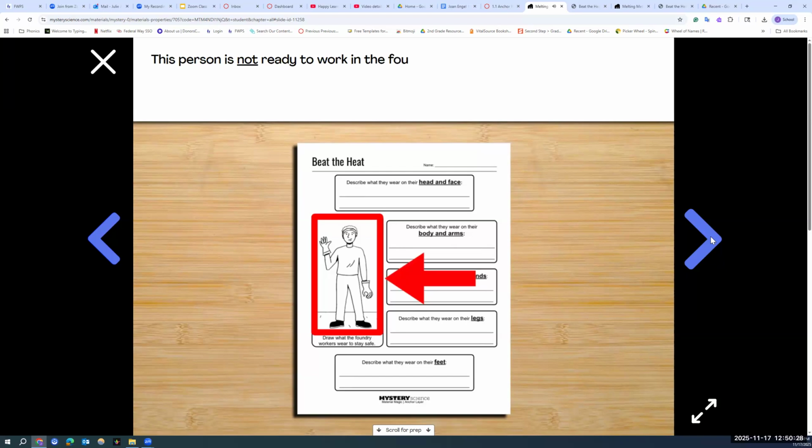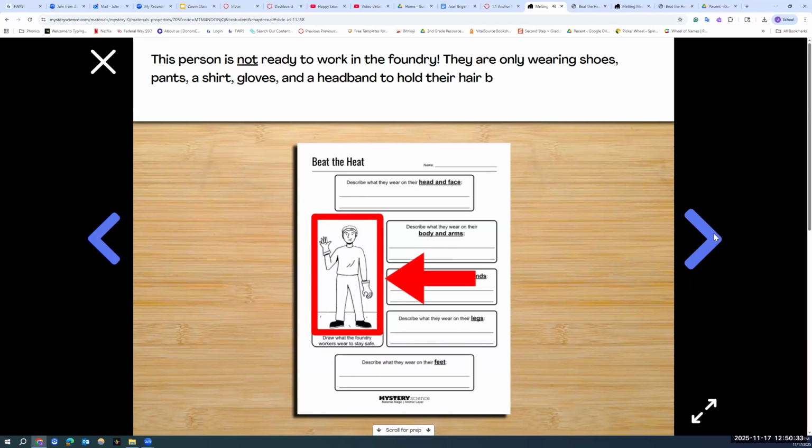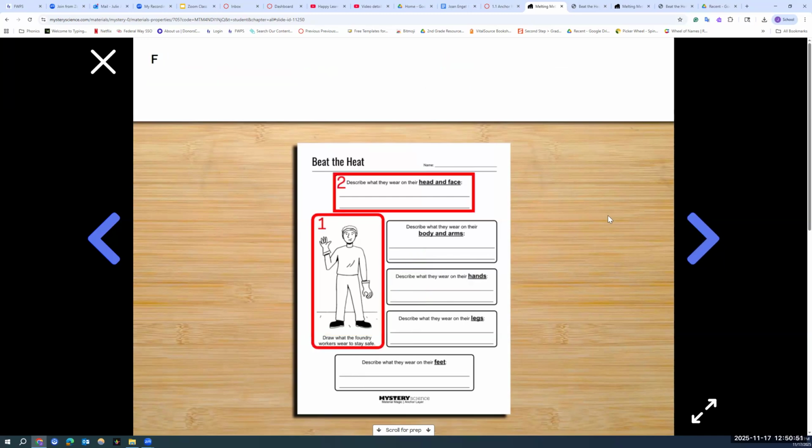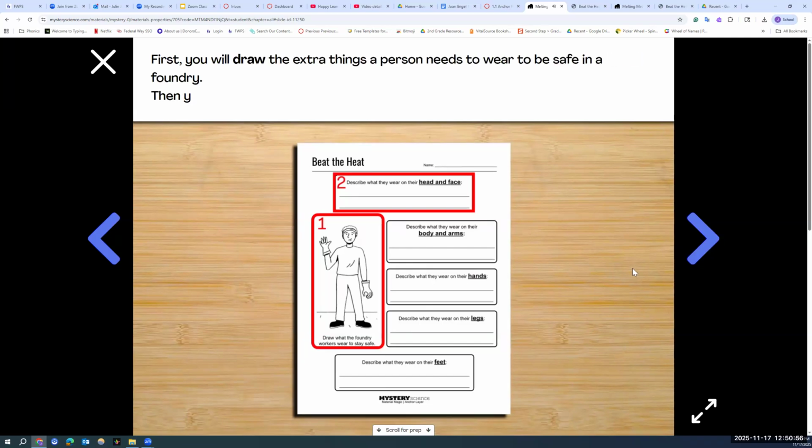And this person is not ready to work in the factory. They are not wearing shoes, pants, or a shirt, gloves, or a headband. Oh, sorry. They are only wearing shoes, pants, a shirt, gloves, and a headband to hold their hair back. First, you will draw the extra things a person needs to wear to be safe in a factory. Then you will describe what they wear on different parts of their body.